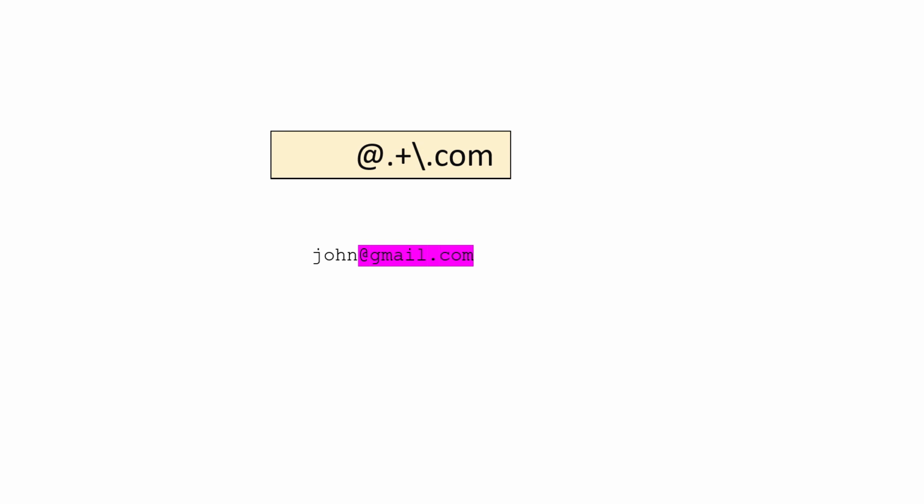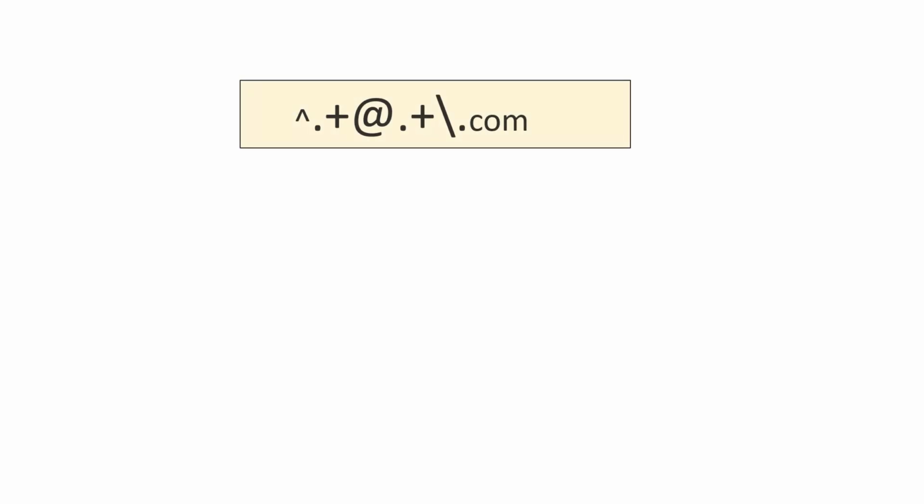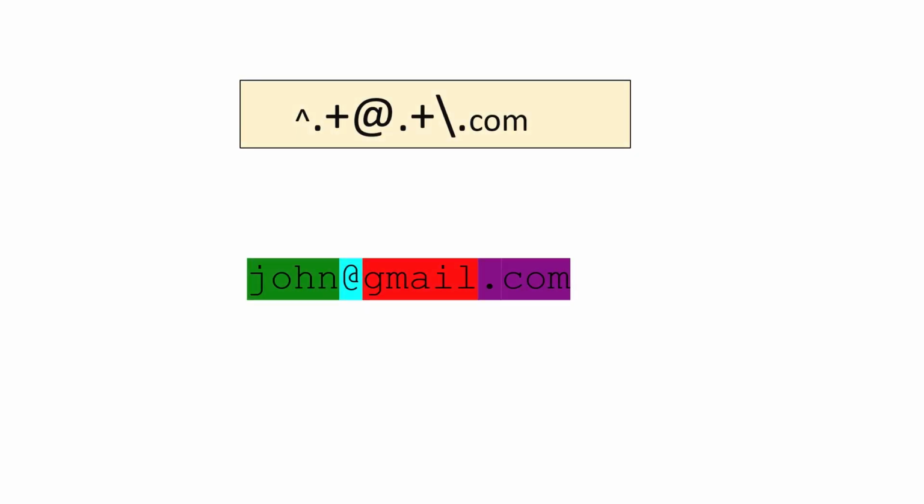Great. Now similarly, we want to match things before the @. So again, we will put a dot and a plus, which will match anything. And just to make sure we capture everything, we can put a start of string tag so that anything from the start gets matched over here. So as you can see, this part captures John, the @ literal captures @, this part captures Gmail, and the .com literal captures the .com part.